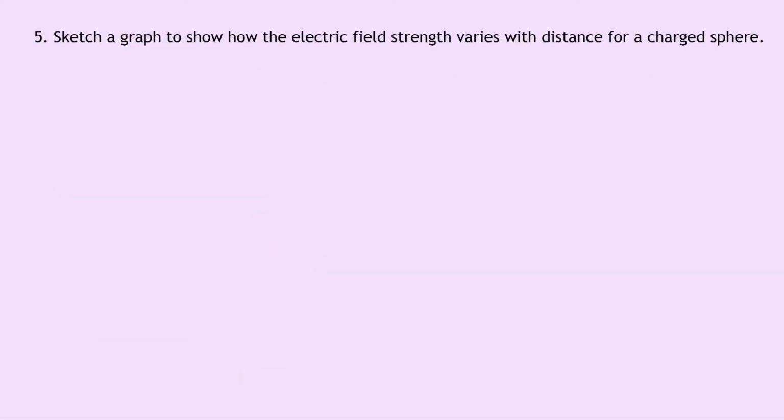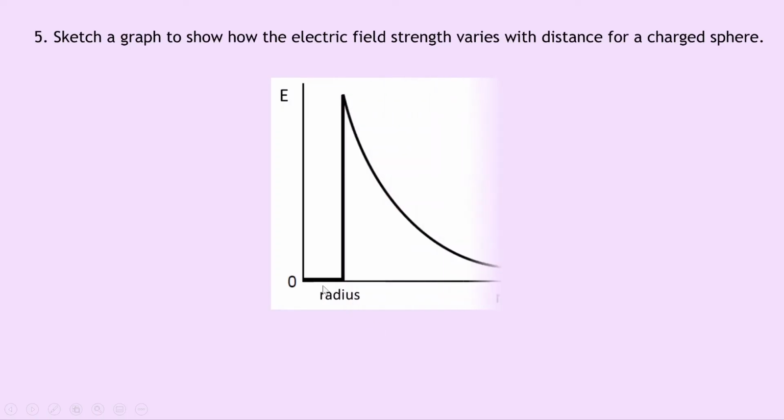Question 5 says to sketch a graph to show how the electric field strength varies with distance for a charged sphere. Well, our sketch should look something like this, where we've got the electric field strength E on the y-axis and the distance R on the x-axis, and this is our radius point here. And we can note that inside the sphere, our electric field strength is 0, whereas outside the sphere, the electric field strength varies with 1 over r squared, which is an inverse square law.